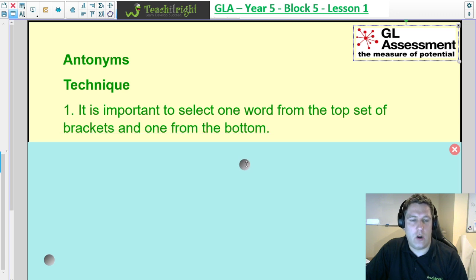It's very important on these that you select one word from the top set of brackets and one from the bottom. Antonyms can be laid out in lots of different ways, but in these particular questions, you need to take one word from the top and then one word from the bottom.